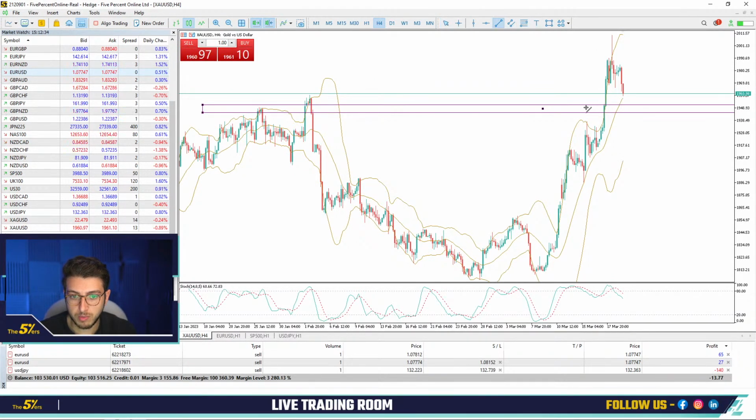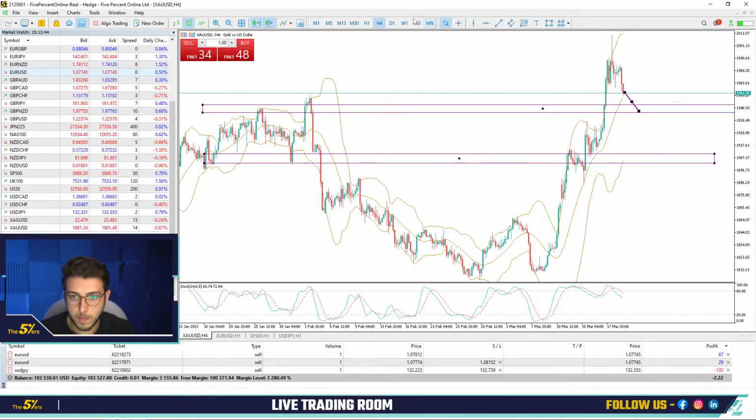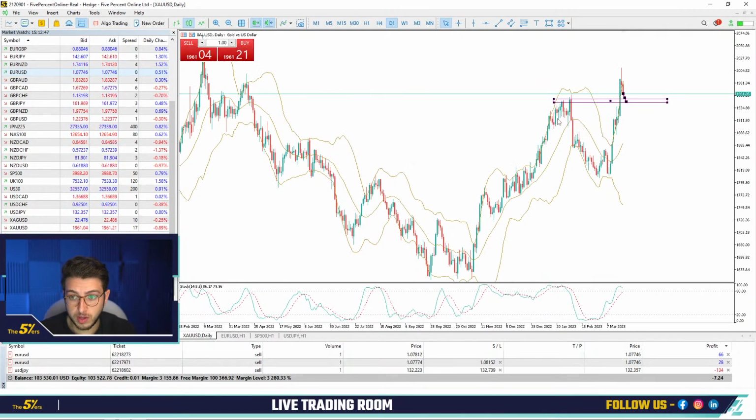There are still some spots here to go on the downside. Maybe here it would be the first buying point for people that want to go in gold. And basically here would be the second point. That's what I would wait for.